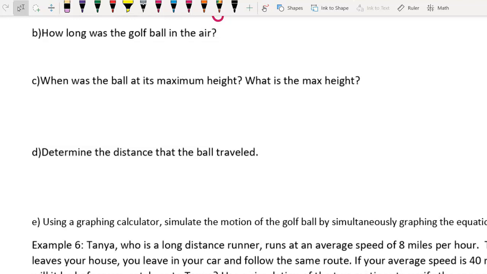So how long means what? Time. We're looking for time. But which equation would we need to use to solve time? They both have time in it. The y, question mark, why? Yeah, that's how high it is.